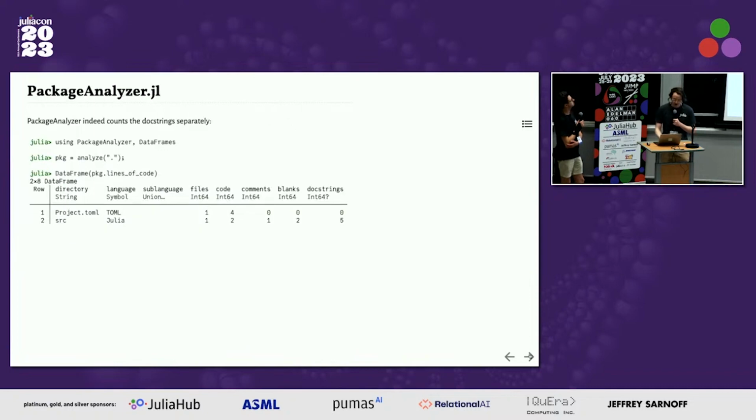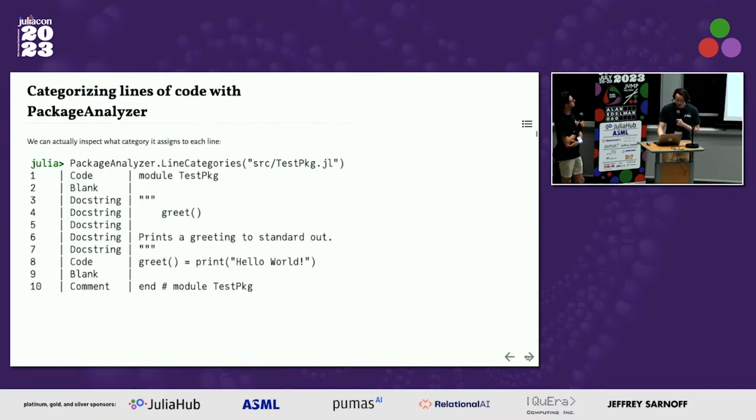But Package Analyzer counts the doc strings separately. So you can see we have this table with a column for doc strings. And in the source directory, we have 5 lines of doc strings. And with Package Analyzer, we can actually drill down and see how it is classifying each line of code. So this, again, is the source code that we had before. And you can see it's counting the module declaration as code. Then there's a blank line. Then there's 5 lines of doc strings, 1 line of code, another blank line, and then a comment.